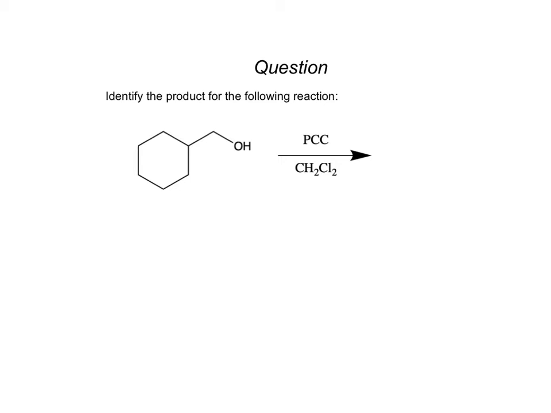Okay, so go ahead and try this one utilizing the new reactions we've just learned. So we've got an alcohol. Specifically, this is a primary alcohol, and we're reacting it with pyridinium chlorochromate, so PCC and methylene chloride as a solvent, and I want to know what is the product for this overall reaction. So go ahead and try this one and then come back for the answer.